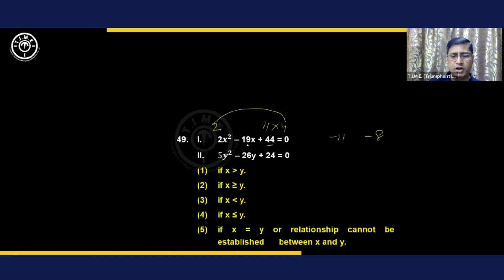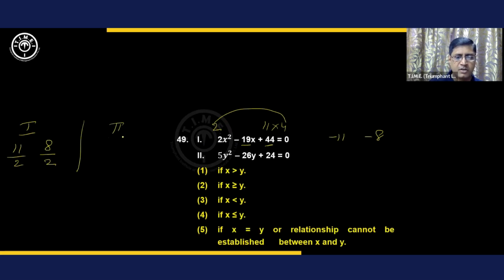By adding these two, we get the middle term, that is minus 19. The sum of the factors is the A into C. Okay, now the roots are: take the same factors with opposite sign, divide with the coefficient of x square. 11 by 2 and 8 by 2.